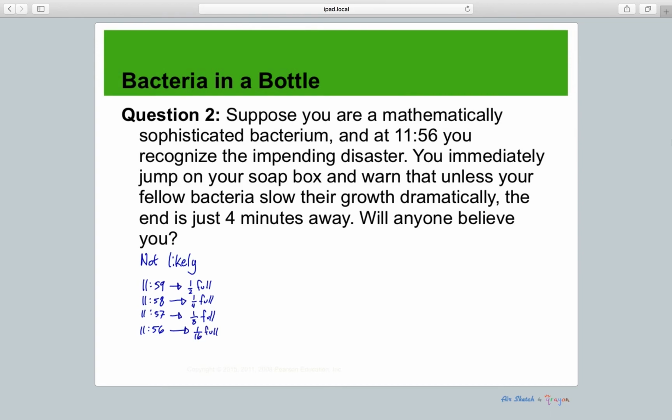So for these bacterium's entire life, which has been 56 minutes in this bottle, the bottle's never even close to full. It's only a 16th full in their entire lives. It's been even less full than that. And you're telling them that all of a sudden, in 4 minutes, which is a relatively short amount of time compared to the rest of their lifespan, the bottle's going to be full? Probably nobody believes you.